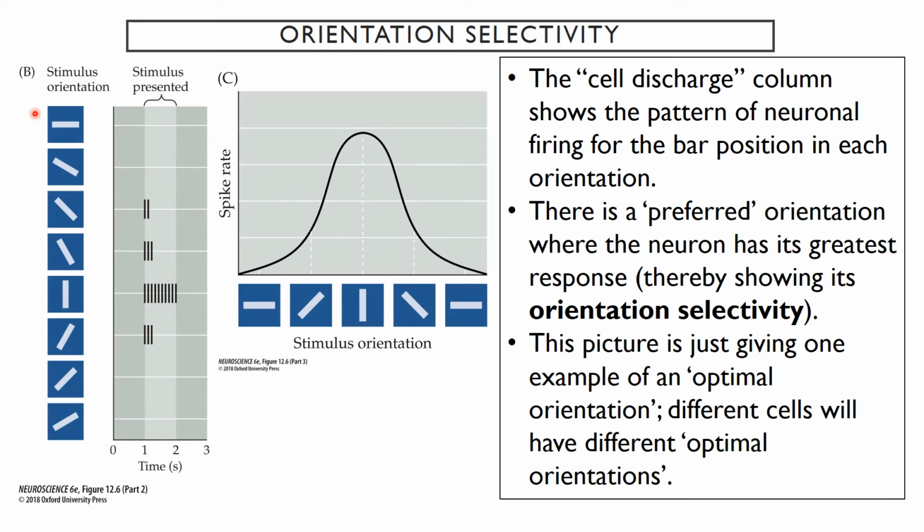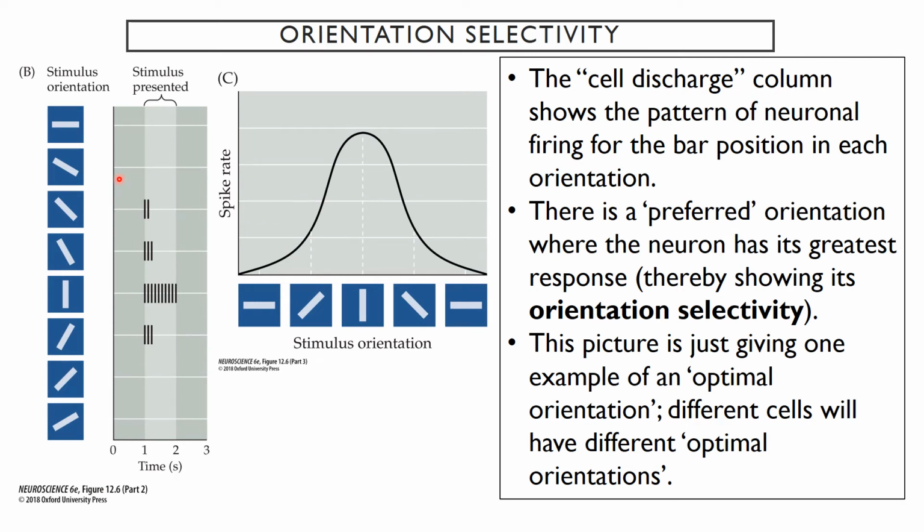So this illustrates the data that the scientists who worked on this experiment had seen. They presented bars of different orientations. Here's one that is horizontal, and then they rotated it more and more until they had vertical, and then rotated it more and more back to horizontal. They can just rotate over and over again. And they find the particular part of the visual field that the neuron is sensitive to.